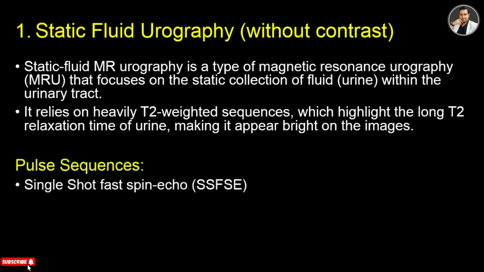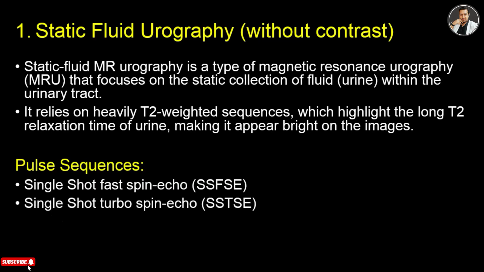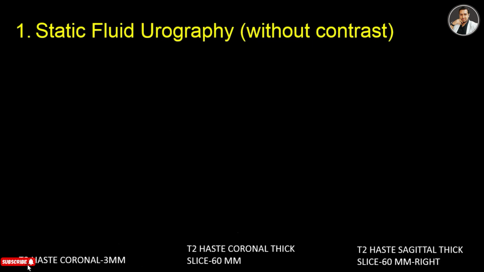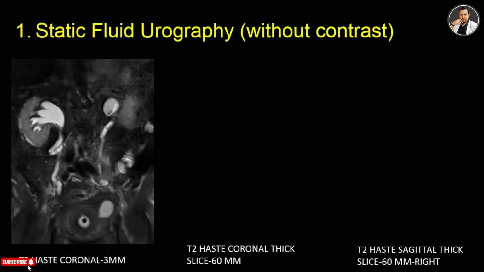And the pulse sequences for static fluid urography are single shot fast spin echo, single shot turbo spin echo, half Fourier acquisition single shot turbo spin echo or HASTE, turbo spin echo, or RARE (rapid acquisition with relaxation enhancement). So let's see some examples of static fluid urography in images.